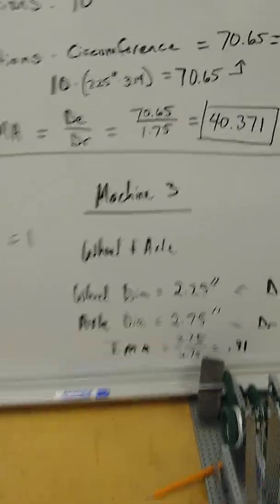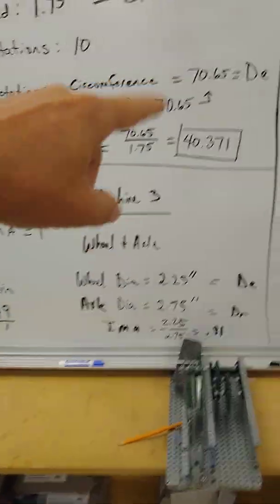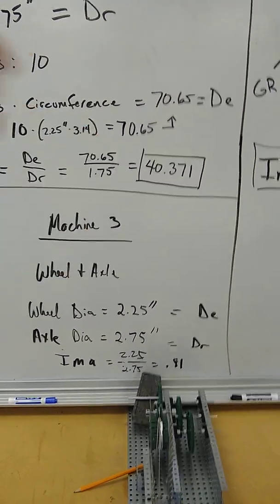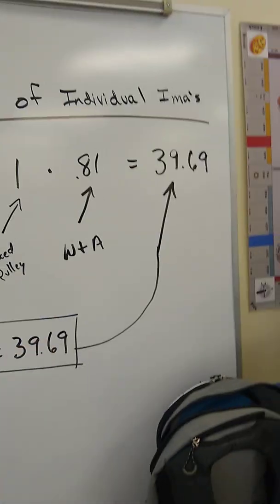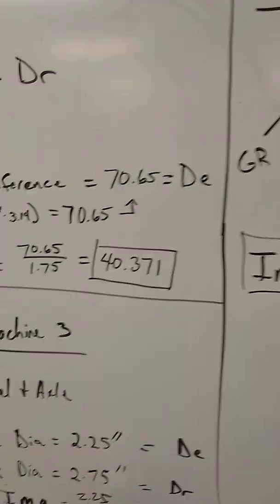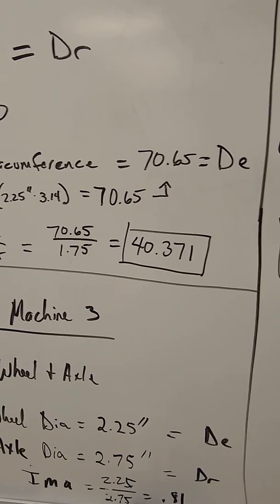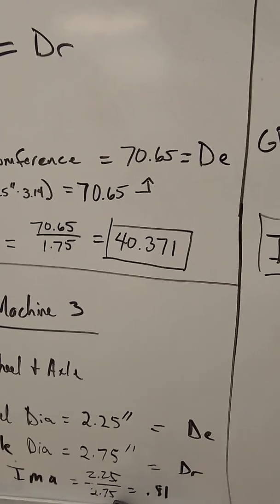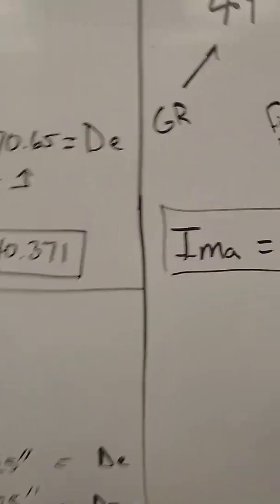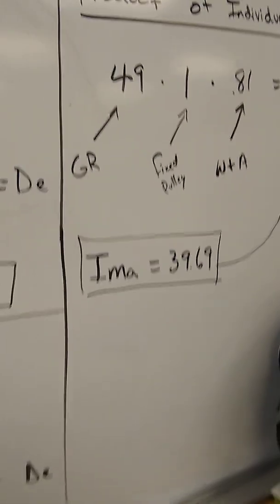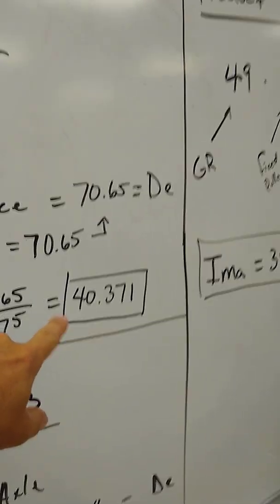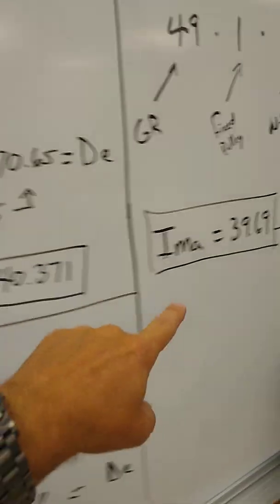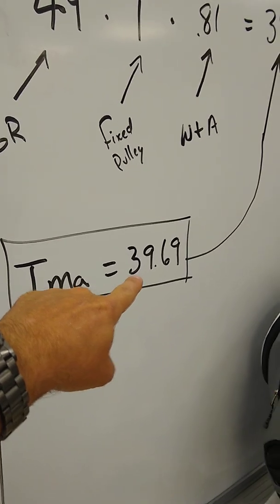Now to find the overall machine, like I said, we had 40 initially, but if we take machine 1 times 2 times 3, we would get 39.69, which is very, very close to the overall machine mechanical advantage that we solved for earlier of 40.371. This is a great way for kids to check their work. Technically this would be more of an actual mechanical advantage, so this one should be a little bit smaller than this one here.